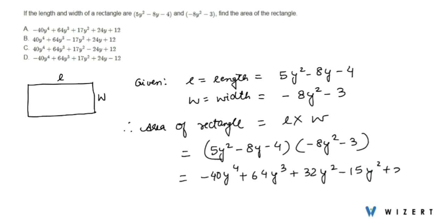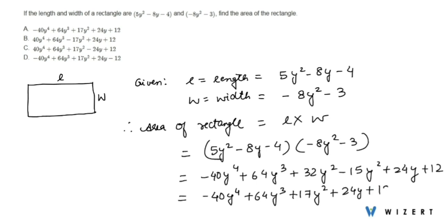So let us simplify it and take the like terms together: −40y⁴, and the coefficient of y³ we can see is 64y³, and for y² it is 32 − 15y², which is equal to 17y², and 24y, and the constant term is 12.